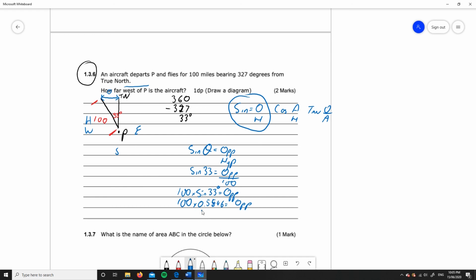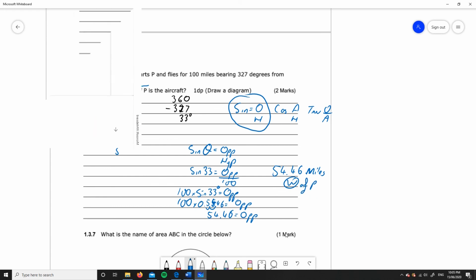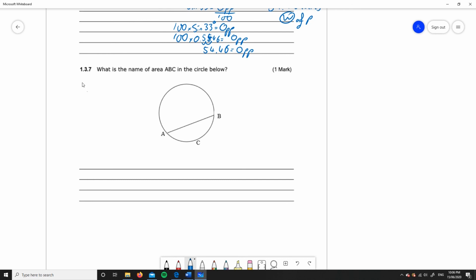therefore 54.46 equals the opposite. So therefore I am 54.46 nautical miles, or sorry, just miles, west of point P. Okay. Question 7 here.